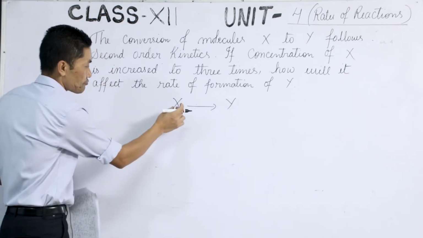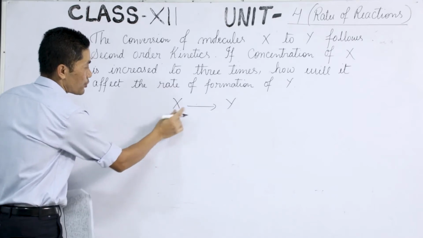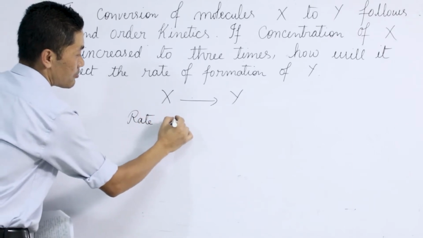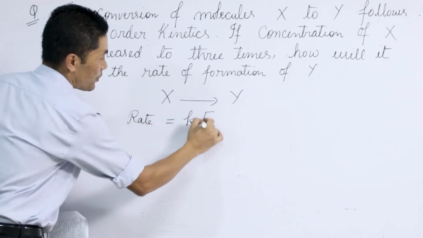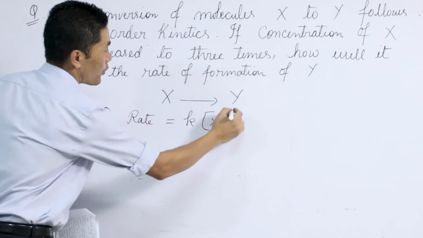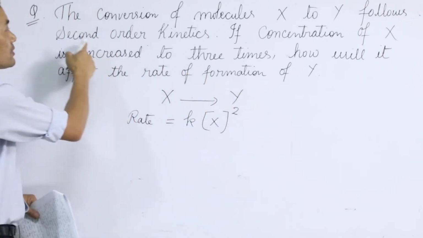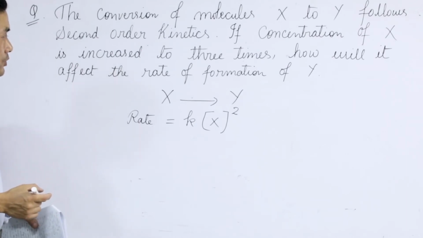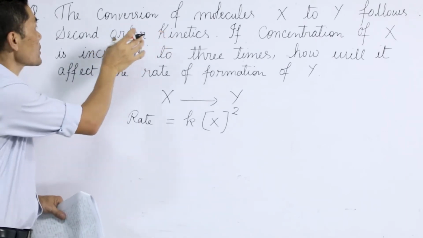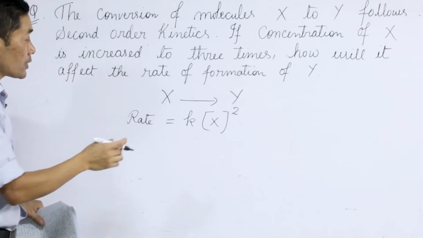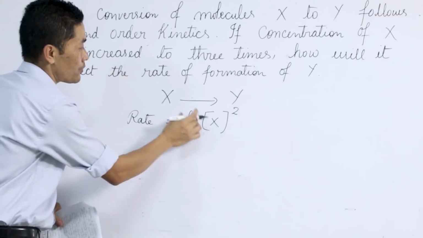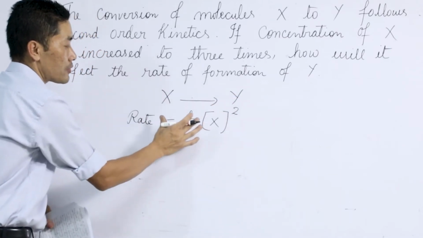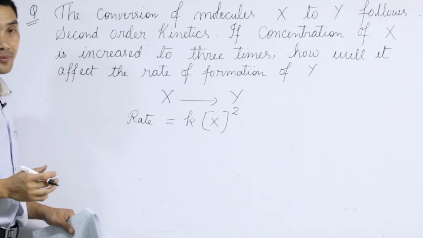Now here, for this reaction, rate is given by K into X raised to power 2 because this is a second order reaction, second order kinetics. That means the reaction follows second order kinetics. So rate will be equal to K into concentration of the reactant X raised to power 2. This is the rate expression for this reaction.